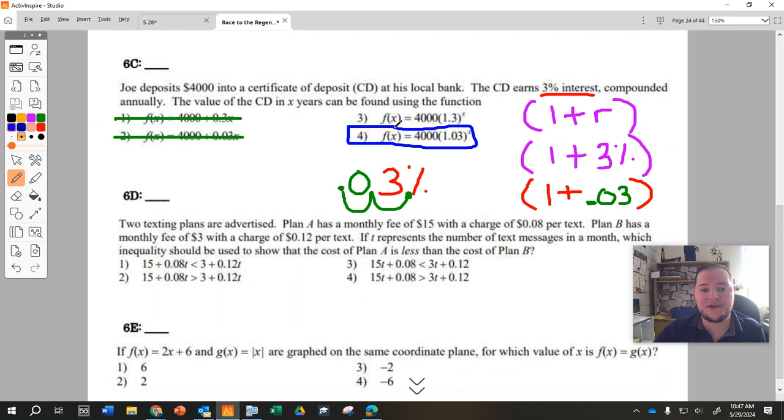Choice 3 is a good wrong answer. Choice 3 is a trap door. They're saying, oh, they're going to throw the 3 in there, and what's 1 plus 3? 1.3. That works. Nope, they're getting you with it. So the answer to 6C, kind of confusing, is choice 4.